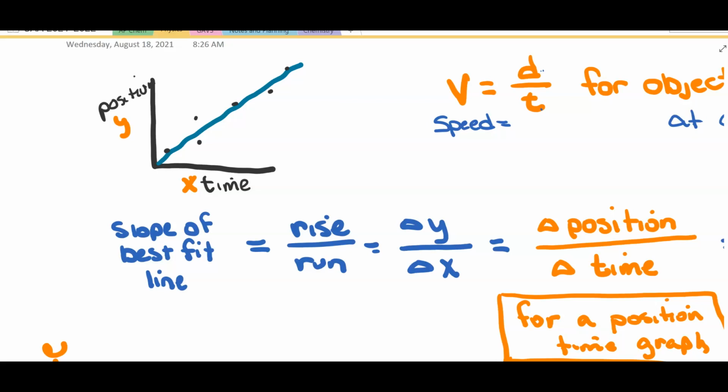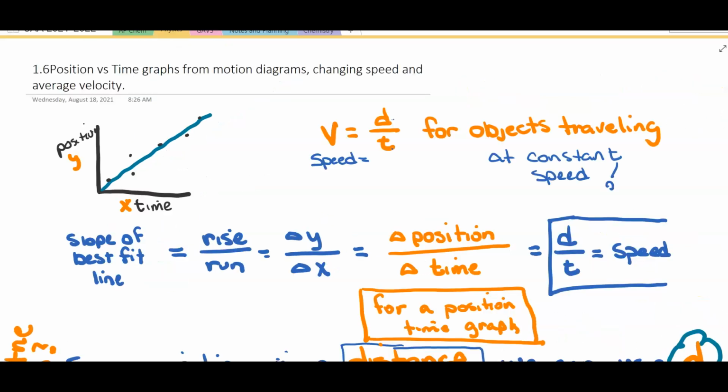We've started working with what we call position versus time graphs that we derive from a motion diagram. Once you get your data, you can get the slope of a best fit line, and you know that's rise over run, which is the change in the y-axis over the change in the x-axis. Because we plotted position as our dependent variable and time as our independent variable, that can be stated as our slope is the change in position over the change in time.